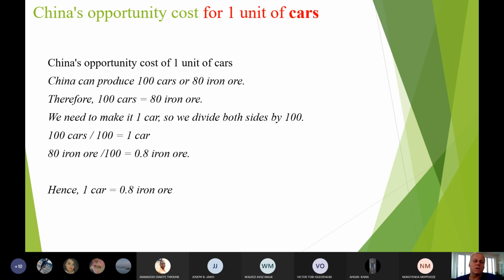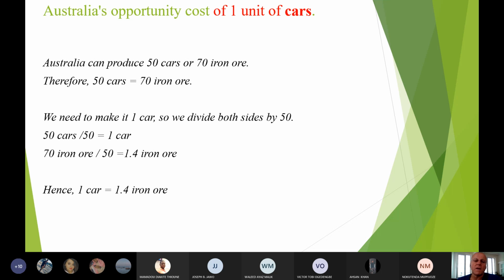And 80 iron ore is going to be divided by 100 cars. Then this makes 0.80 for iron ore. And then we are going to make this suggestion: 1 car is supposed to be 0.80 iron ore. And for the cars in Australia, the 50 cars is supposed to be equal to 70 iron ores.